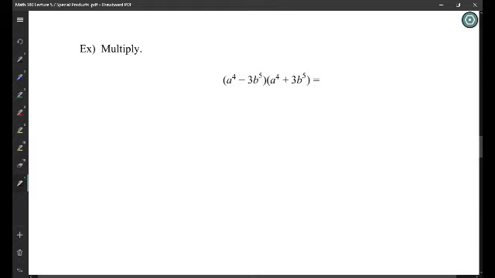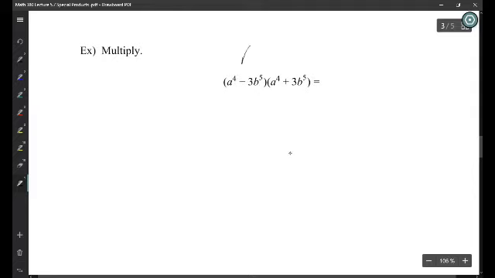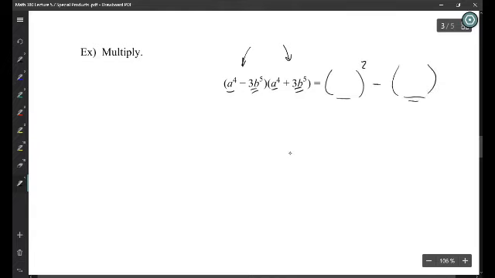All right, now we're going to multiply here. We're seeing large exponents, but the formula holds because note, we have a binomial times a binomial. We have subtraction and addition. First terms agree on the left. Second terms agree on the right. So we get whatever the first term is squared minus whatever the second term is squared. So a to the 4th and 3b to the 5th.